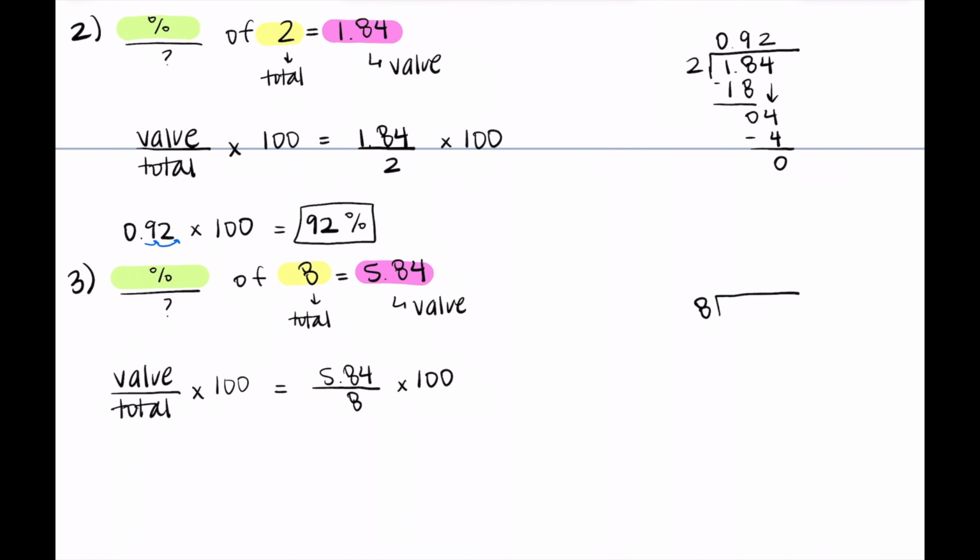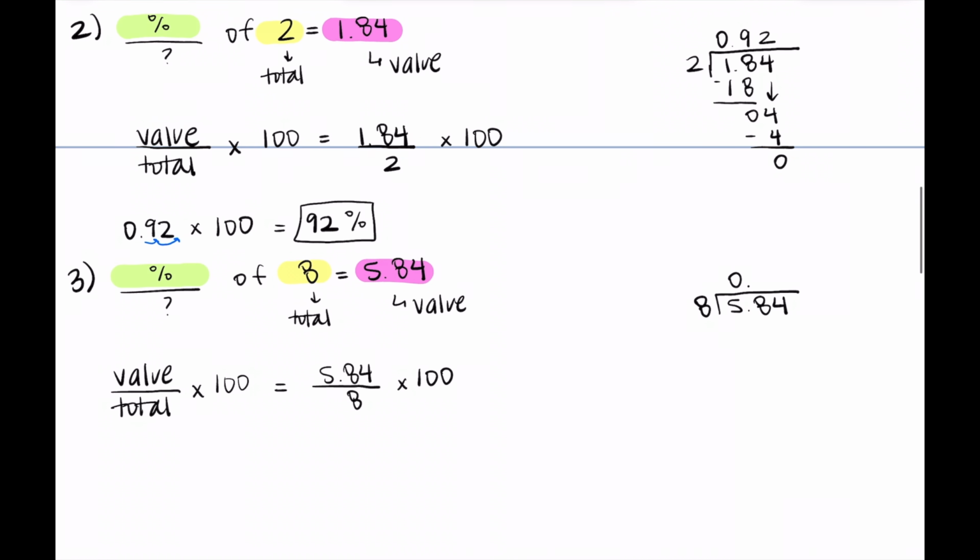So first off, we need to do our division, right? We have 5.84 divided by 8, so we'll go ahead and do that on the side. We know that 8 doesn't go into 5, but 8 goes into 58 7 times, so we'll go ahead and put our decimal in as well. We know 8 times 7 is 56. When we subtract out, we get 2. We know 8 goes into 24 3 times, so the decimal we get is 0.73.